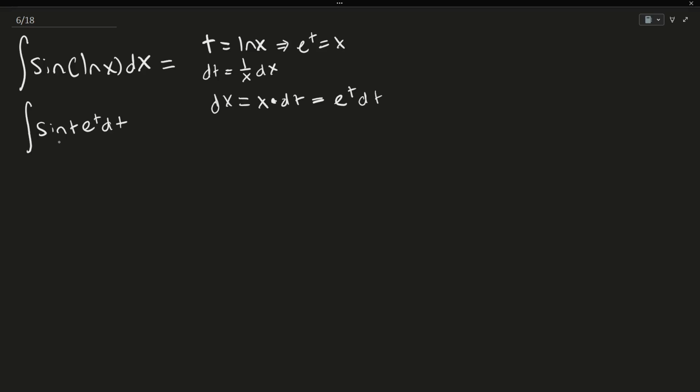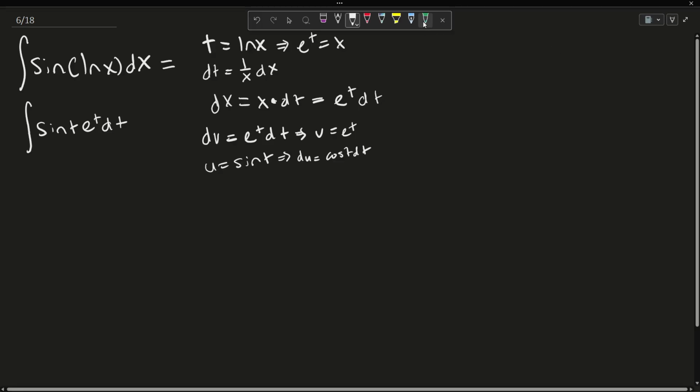Notice when we take the derivative of sine, it's cosine. When we take the derivative again, we get negative sine. So if we do two integration by parts, we'll get back to our original integral since the integral of e to the power of t is e to the power of t. So what I'm going to do is let dv equal e to the power of t dt, v equals e to the power of t. Now u equals sine of t. du will equal cosine t dt.